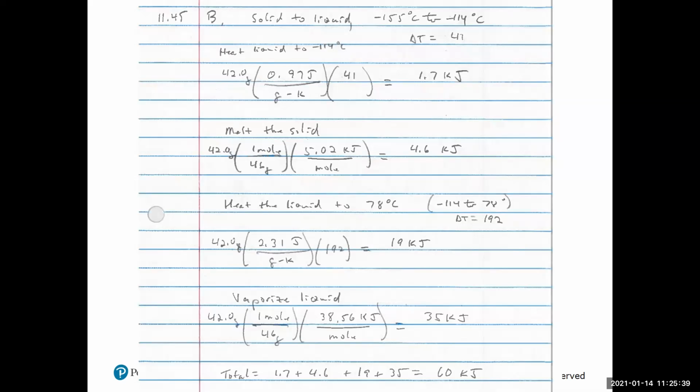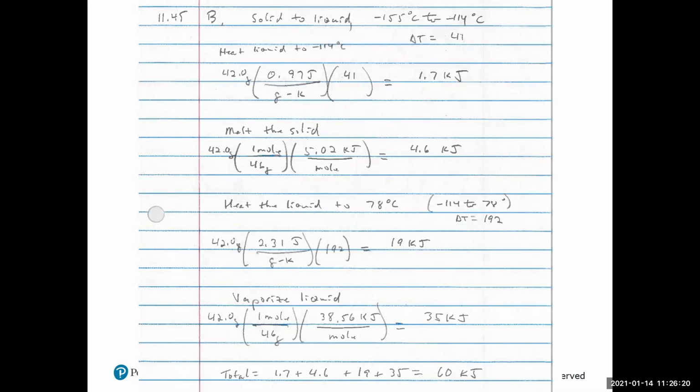So what we've done is we've gotten to the temperature to go from a solid to a liquid form. And now we need to melt the solid. And that's this next calculation. We have 42 grams. We need to change it to moles again because our value is 5.02 kilojoules per mole. We do that conversion using the molecular weight that we calculated previously, and we get an energy value for that second step. Well, we still have a couple more steps to go.